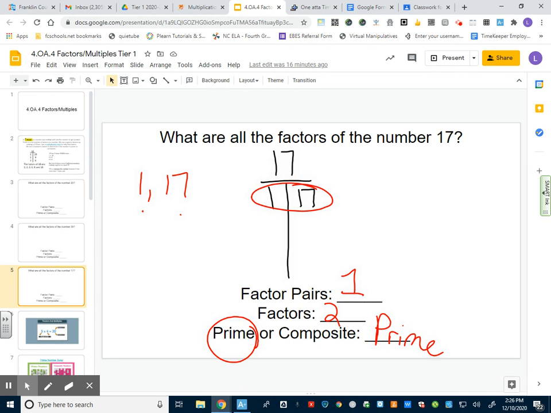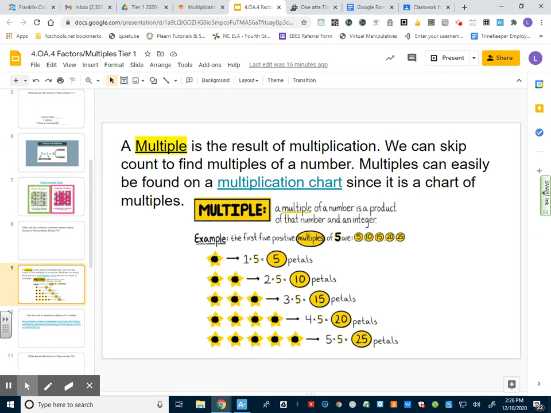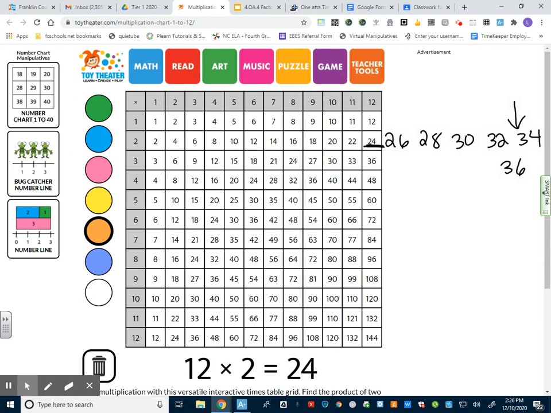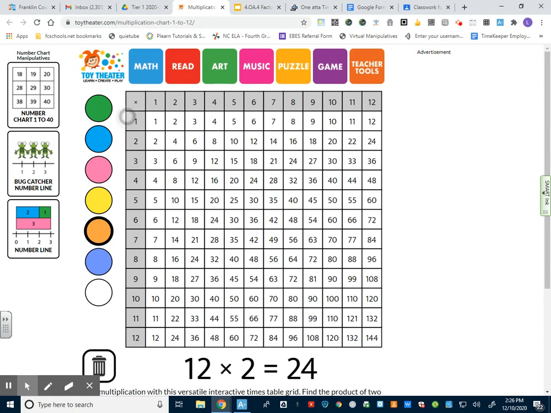Okay? So when we learn about factors, we also learn about multiples. A multiple is the result of multiplication. We can skip count to find multiples of a number. Multiples are on your multiplication chart. Your multiplication chart is a list of multiples. These are the multiples of 1, multiples of 2, 2, 4, 6, 8, the multiples of 3, 4s, 5s, and so on. This is just a snapshot of all of the multiples because multiples go on forever. It's just skip counting by a number, and since numbers don't end, multiples do not end.